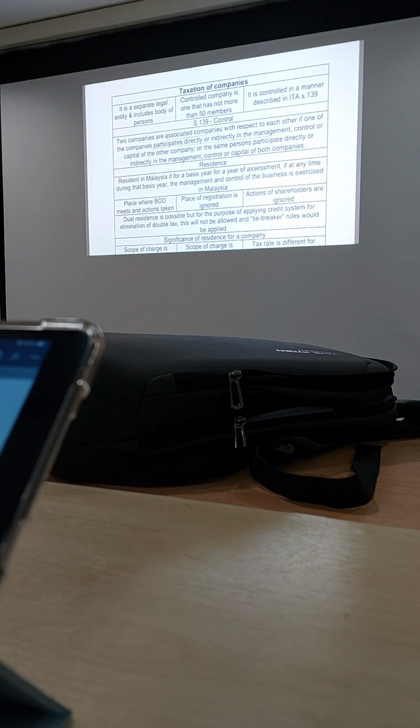IFRS control is which one? Which accounting standard defines control? Business combination. Yes, IFRS 3. No, IFRS 10. Oh, okay.